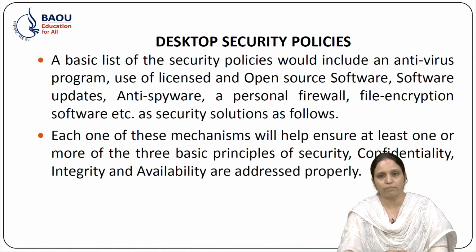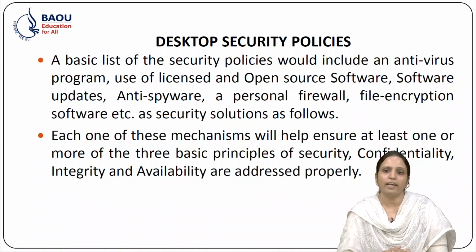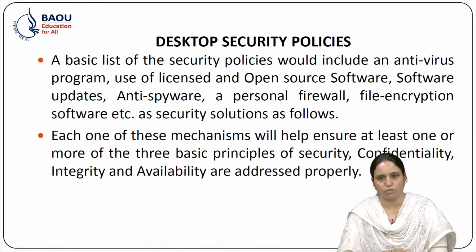Then anti-spyware, a personal firewall. That firewall has to be on during your system configuration and whenever you are working on that system. Then file encryption software, etc. A security solution as follows: each one of these mechanisms will help ensure at least one or more of the three basic principles of security that I already told, that confidentiality, integrity and availability are addressed properly. So we are required to make sure that these three main principles of security are maintained.